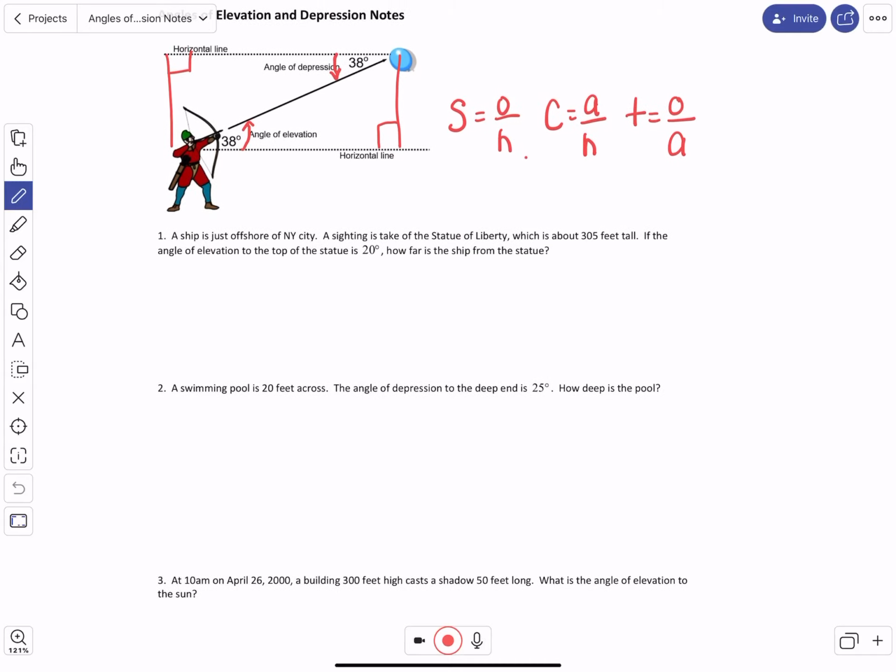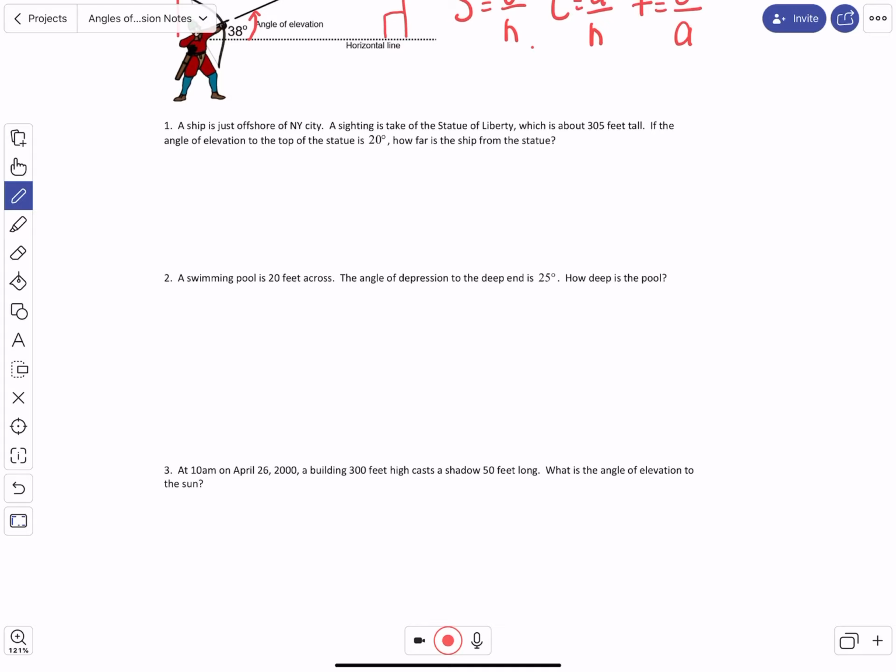So our first word problem that we're going to use, a ship is just offshore of New York City. A sighting is taken of the Statue of Liberty, which is about 305 feet tall. Okay, so we've got our Statue of Liberty, which is 305 feet tall. Here's the ship, which is just offshore of New York City. Here's our right angle. So we've got our triangle here.